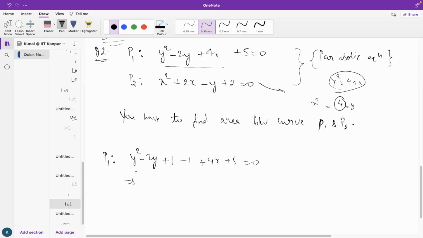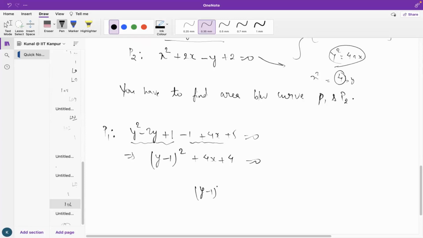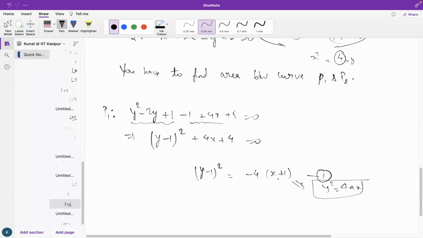So what we will get here is this term as y minus 1 whole square. And this term we can write as 4x plus 4, since 5 minus 1 is equal to 0. So we'll get y minus 1 whole square is equal to minus 4 into x plus 1. Take it as equation number 1. And this equation is of the form y square is equal to 4ax, right? Because there is y square and there is 4x. I hope this will be clear to you.